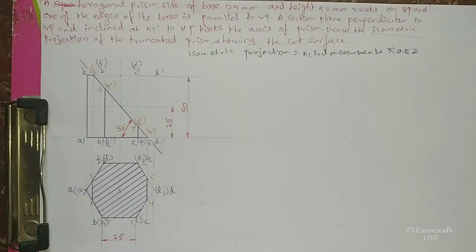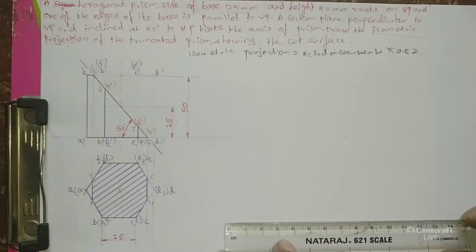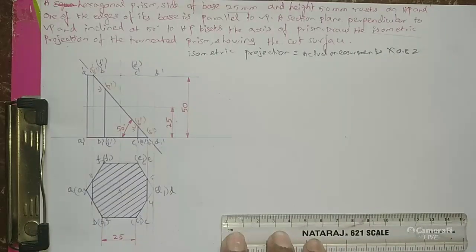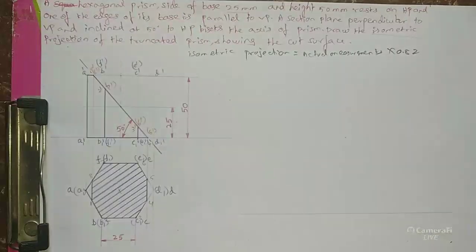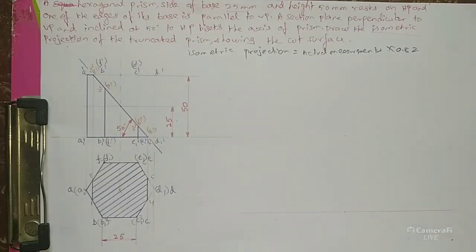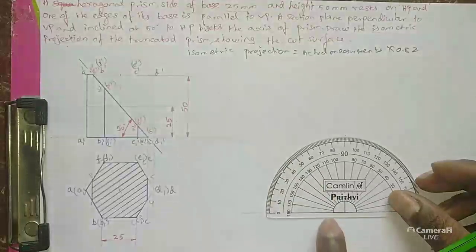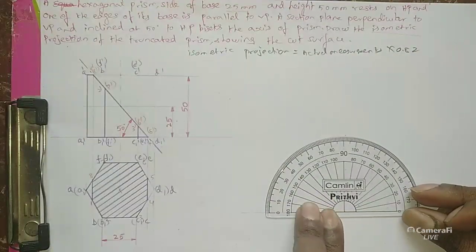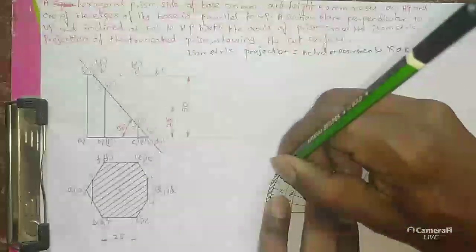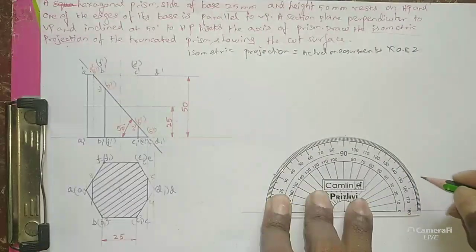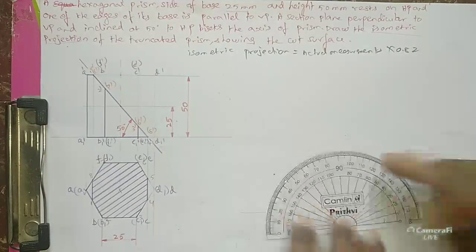So now we have to start the isometric projection. To sketch the isometric projection, the first step is to draw a light line. Let us start with the light line as usual, and then choose any one common point as the reference point. Take 30 degrees towards the left and 30 degrees towards the right.